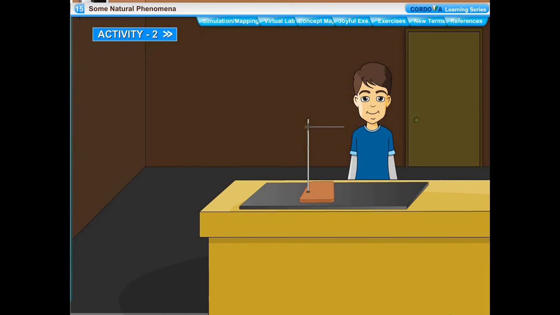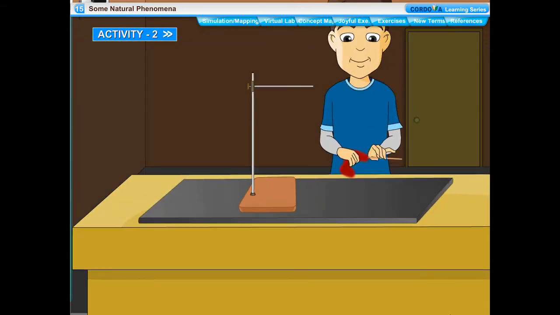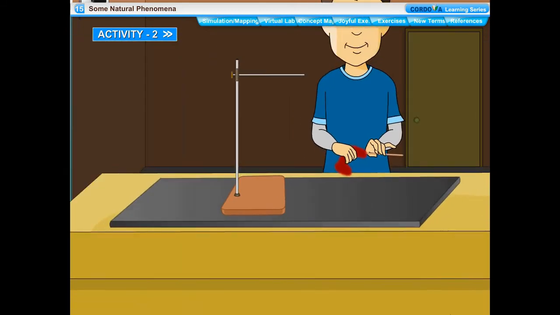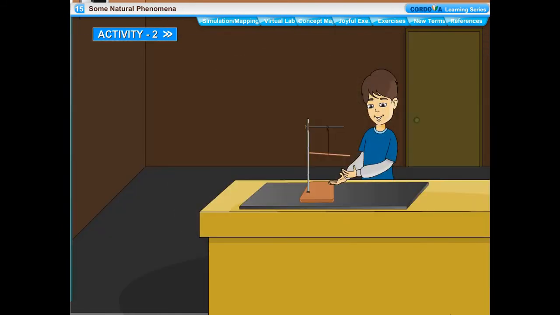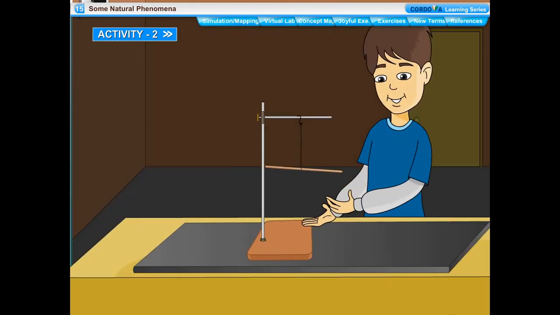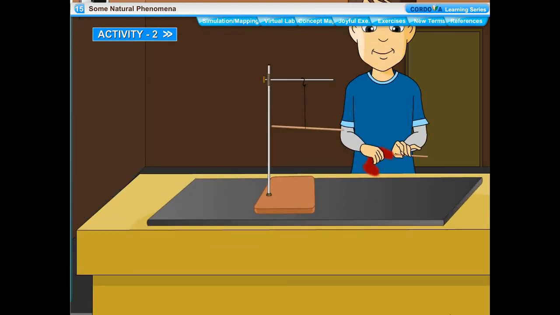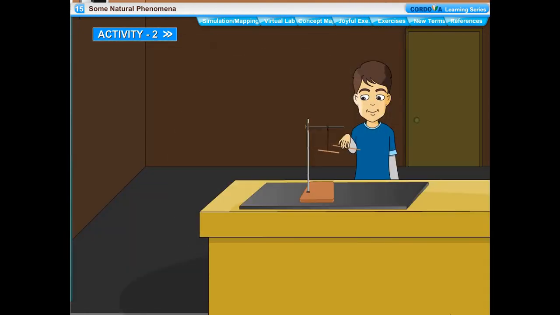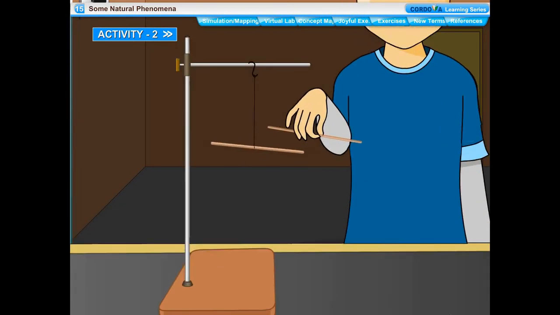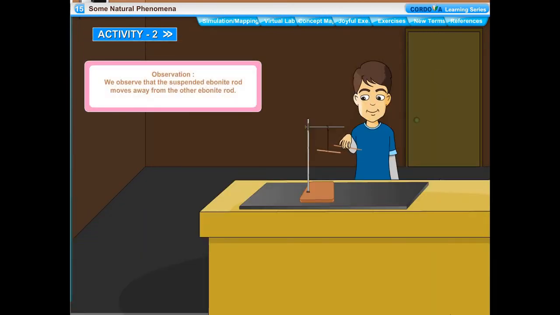Part B. We rub an ebonite rod with fur and hang it with a silk thread to a stand as shown in figure. We rub another ebonite rod with fur and bring it nearer to the suspended charged ebonite rod. Observation. We observe that the suspended ebonite rod moves away from the other ebonite rod.